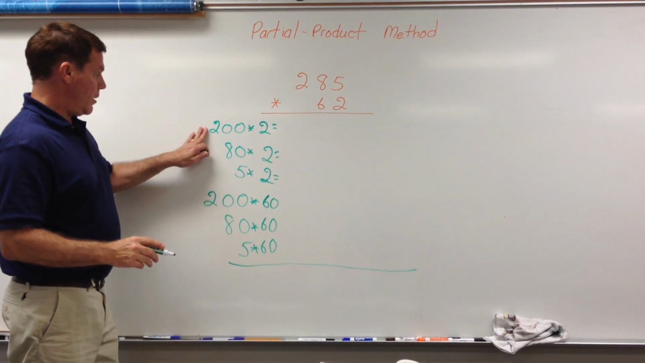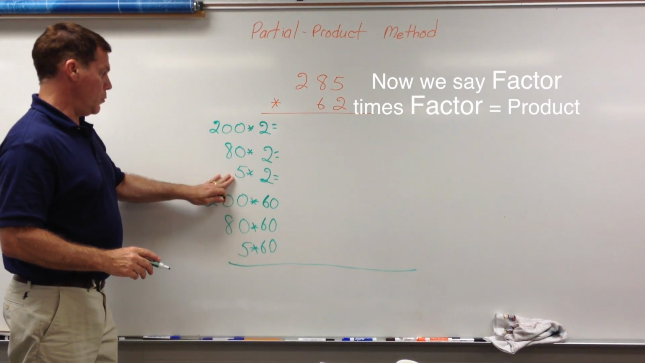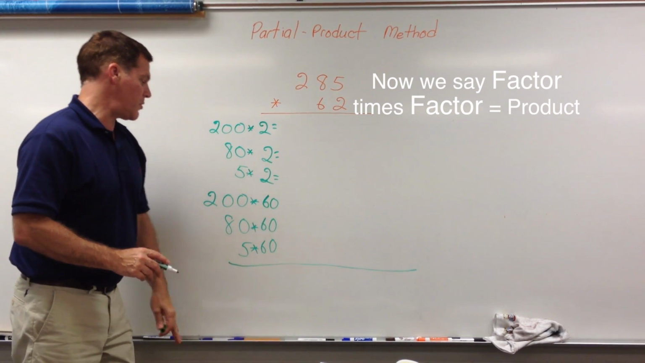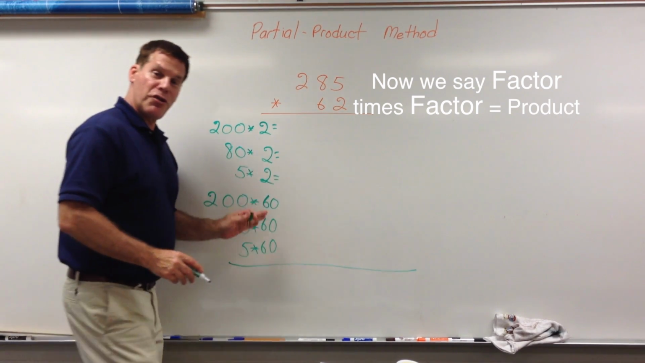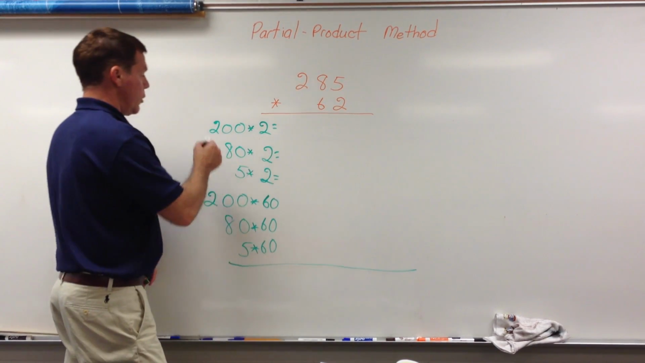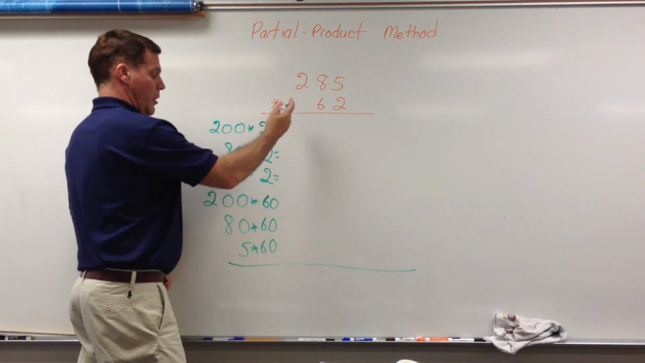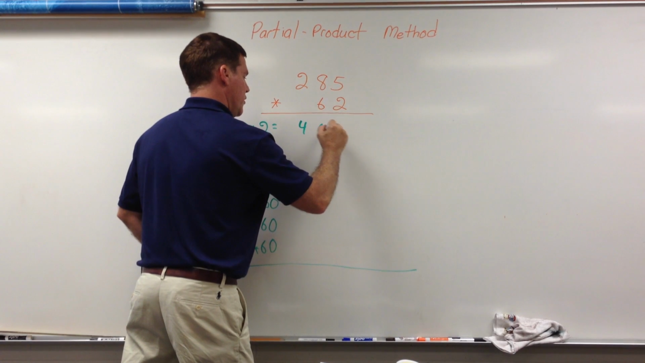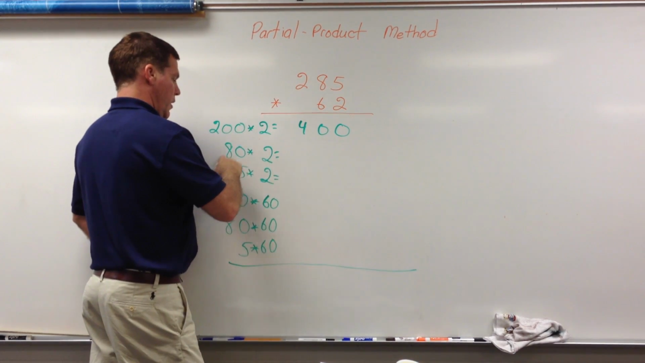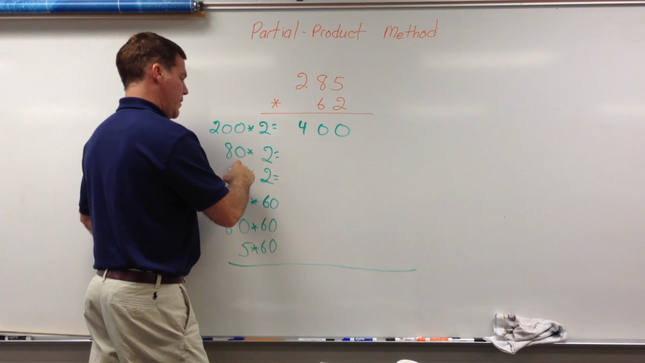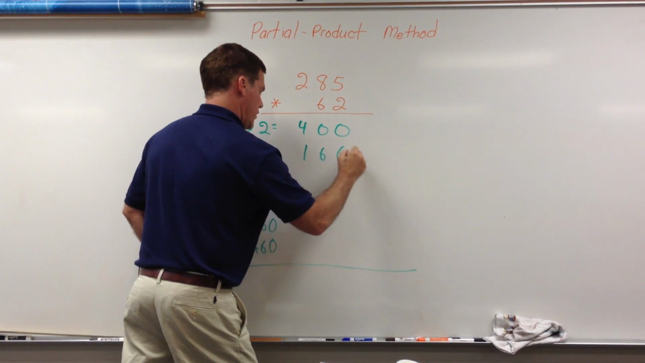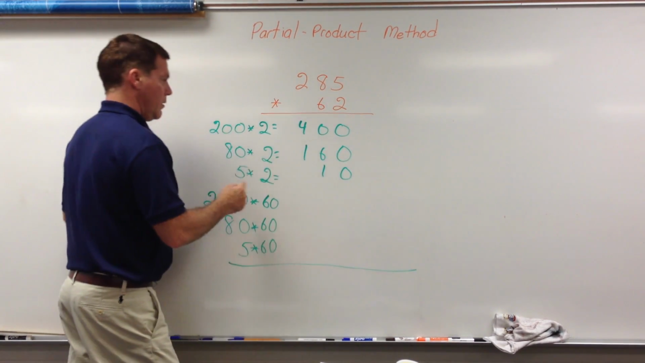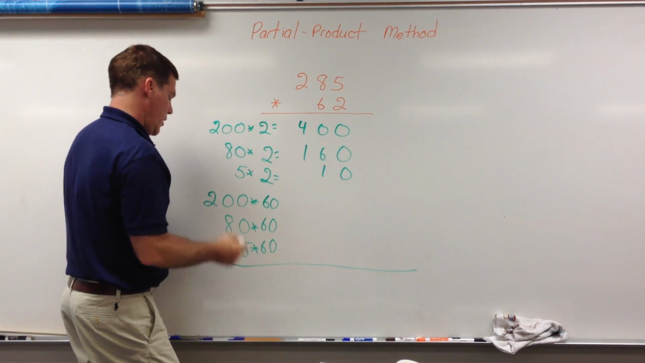Notice that I write the top number once and twice, once for each number, and then I put 2, 2, 2, 60, 60, 60. Maybe I should have reversed these and put it the other way, but it'll still work. So as long as we're neat over here, 2 times 2 is 4. Add a couple of zeros because it's 400. 8 times 2 is 16. Add that 0, that's 160. And 5 times 2 is 10. Okay, that's this number multiplied by 2.